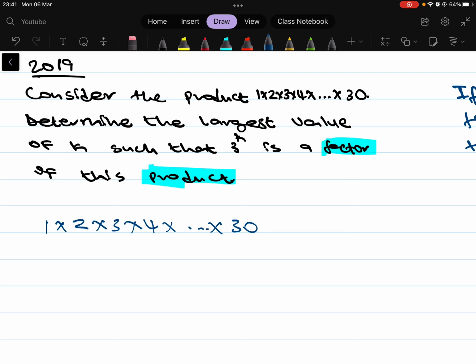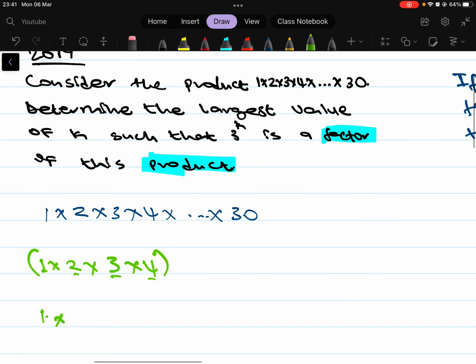That's basically a product. You can have 1 times 2 times 3 times 4. This whole thing is a product as well, a product of 1, 2, 3, and 4. You can also have 1 times 2 times 3, a product of 1, 2, and 3. Basically, that's it. I believe you already know what a product is.